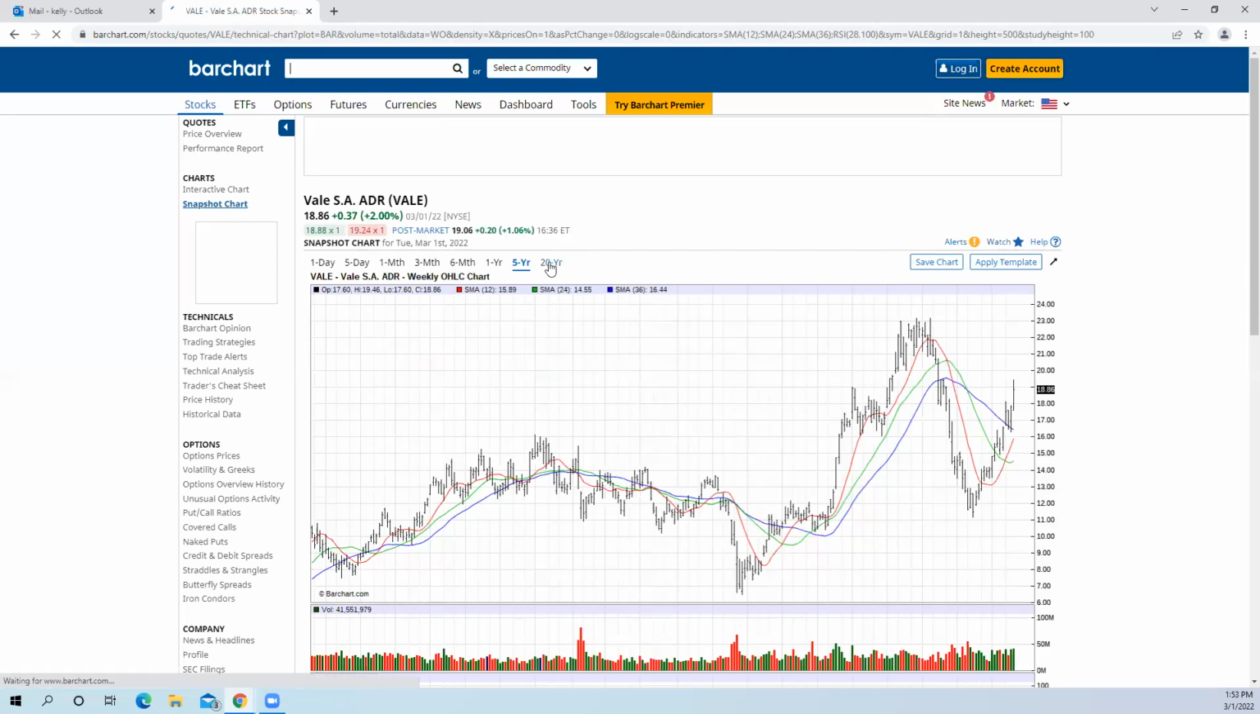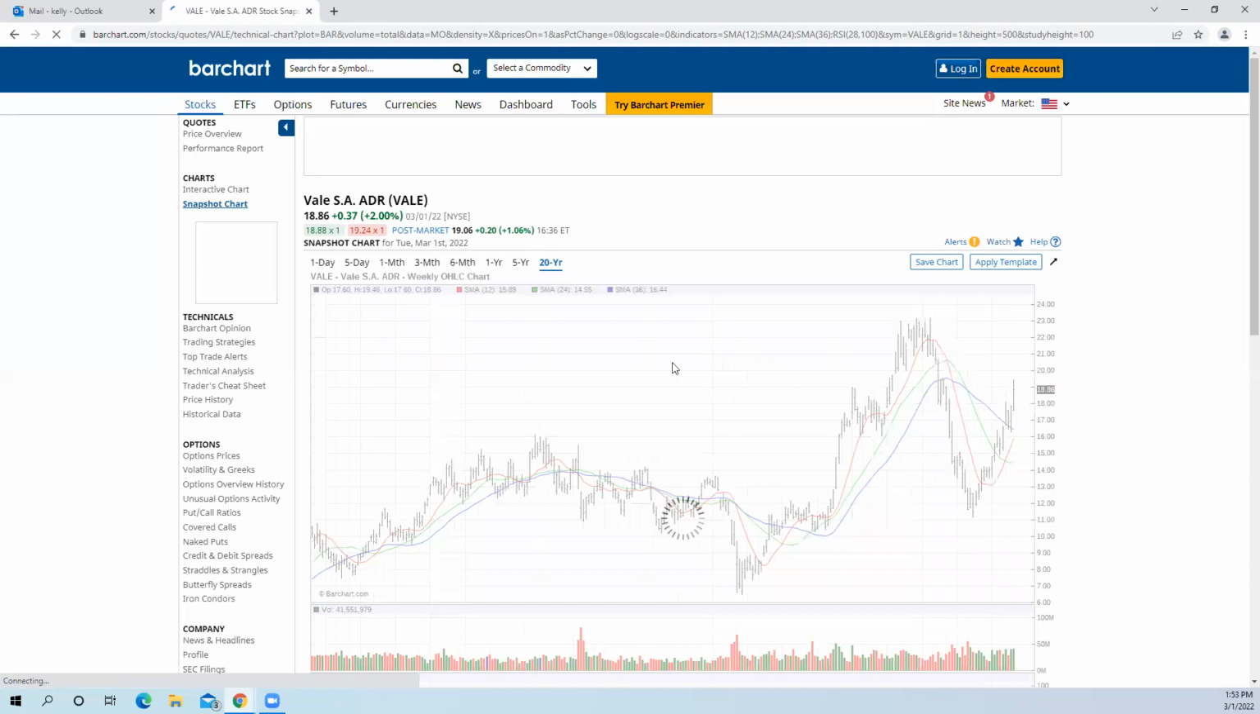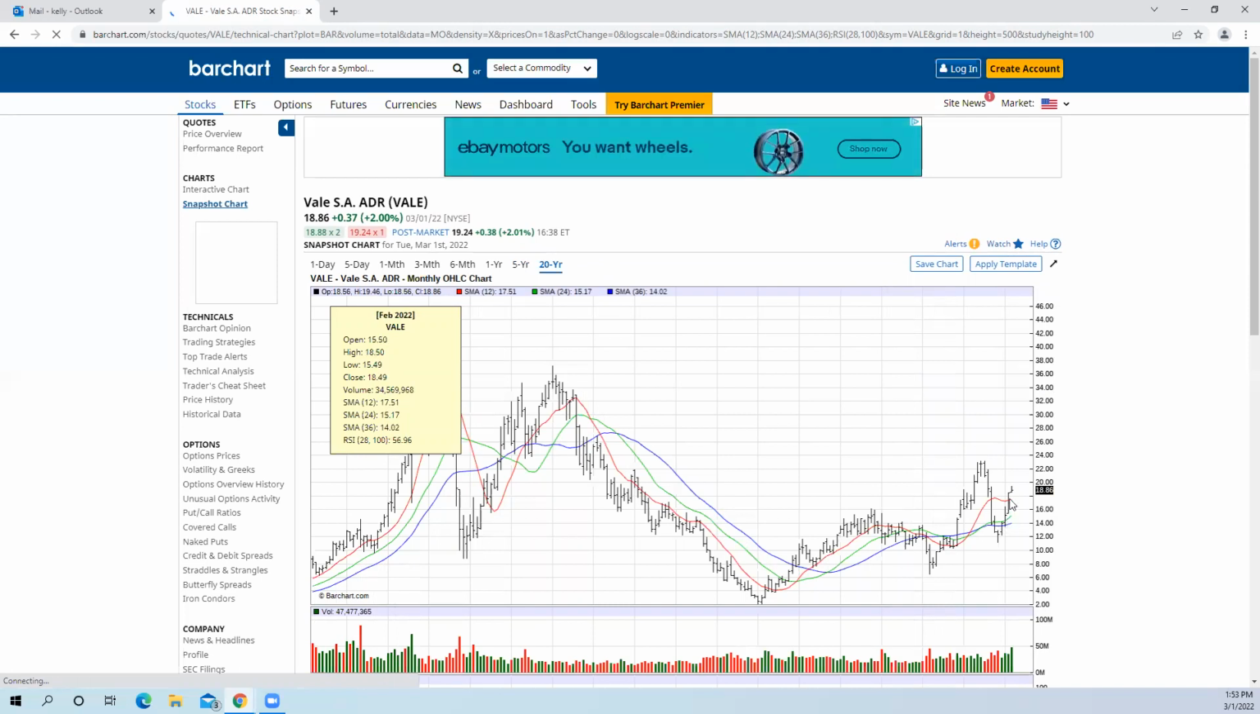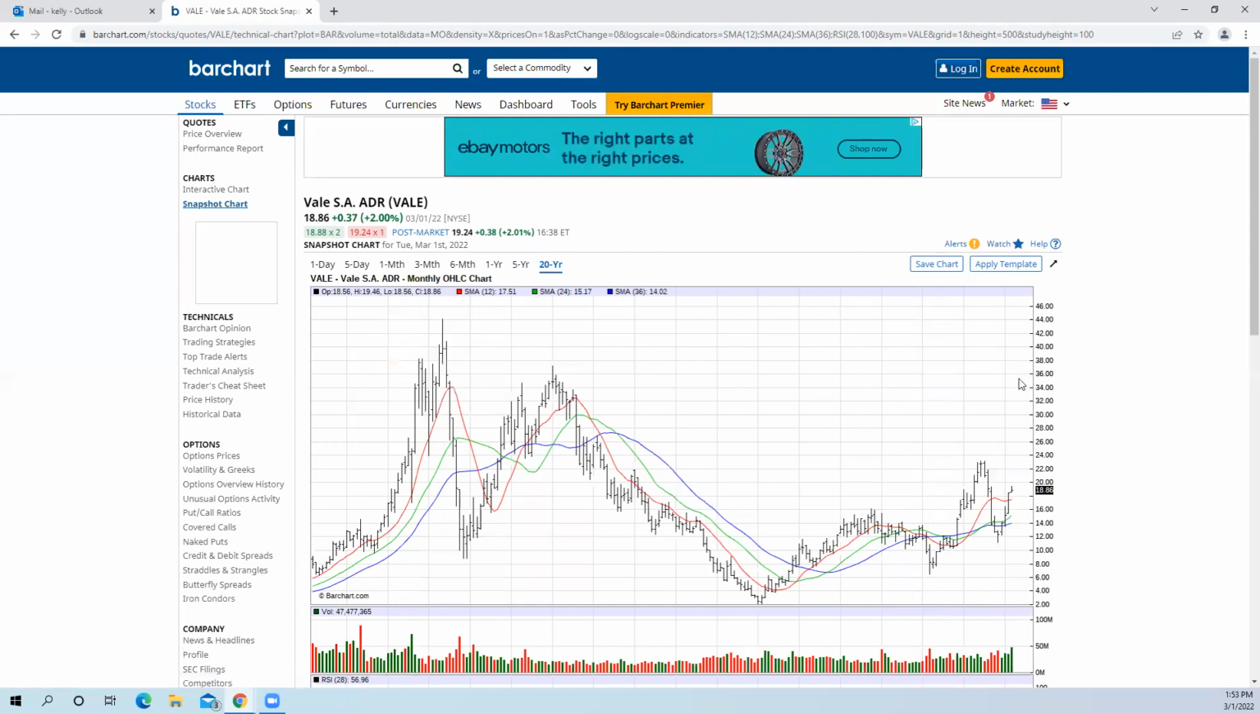Okay, so here you go on VALE. We got into this thing on a break above 14. That's when we turned positive. And then we basically are saying it got positive again on a break above 17.50. And this thing, if it breaks 24, it's got room to go as well. Industrial metals. Then you've got precious metals.